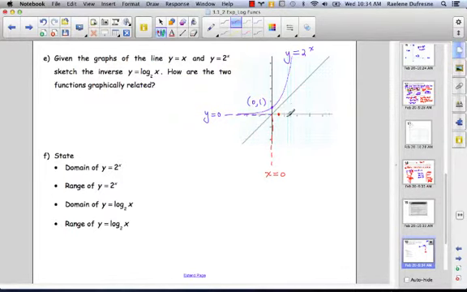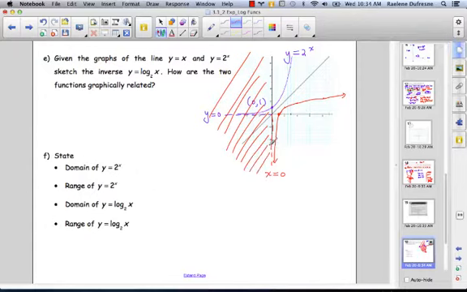And the rest of the points we just plot: 2, 1; 4, 2; 8, 3, and the graph grows very, very slowly. And we notice that we have no graph on the left side of x equal to 0 because this is where we have non-real results for the exponents. The two functions are graphically related because they are reflections through y equals x.